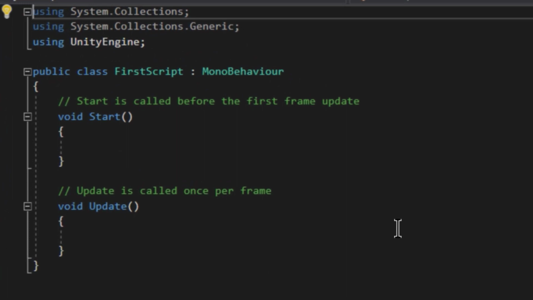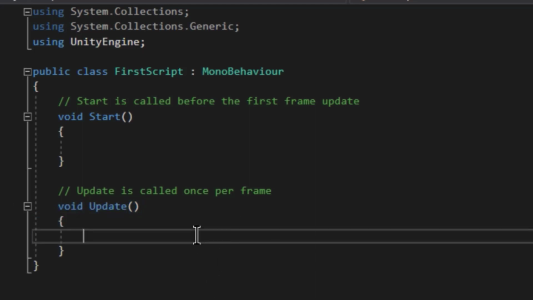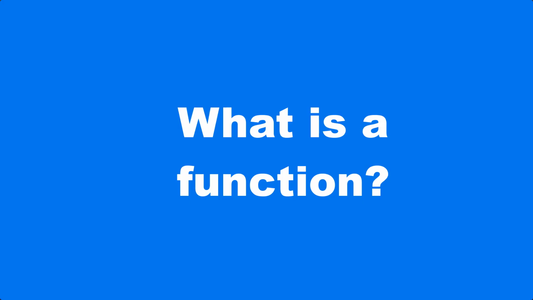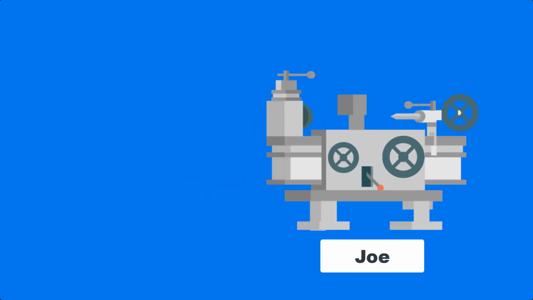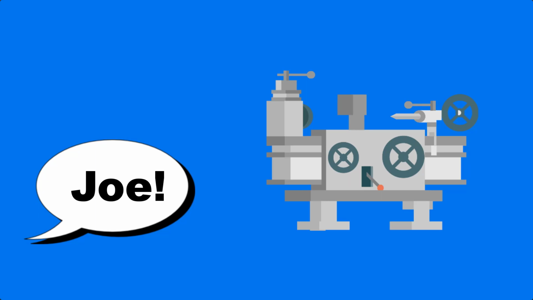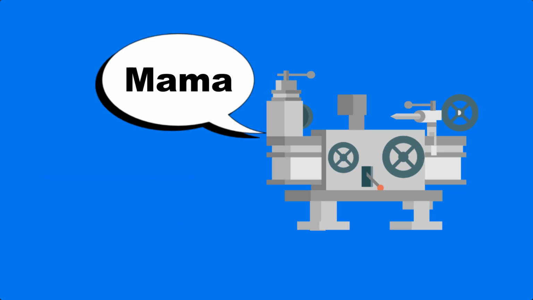And you might wonder, what the heck is this? What is void start? What is void update? Well, they are called methods, or better say functions. What is a function? Function is like a machine. You give it a certain job, and every time you say its name, it does its job. For example, you make a function to say hi every time you say its name.